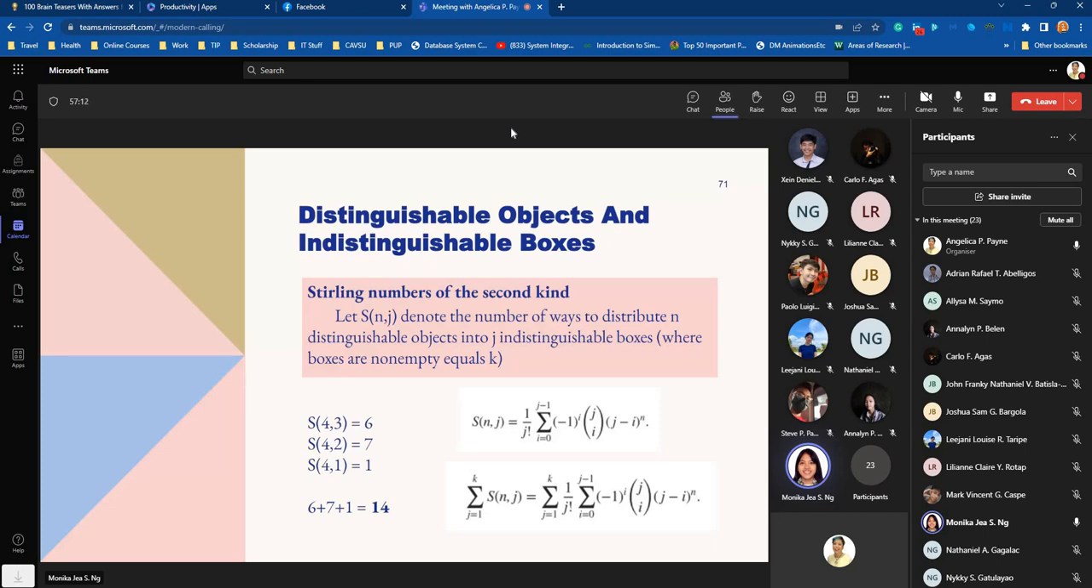7 because when it comes to distributing 4 employees into 2 offices, we had the case where 3 of them are in the first office, then another one in the second one. Then we also have this scenario where we could have 2 of them dividing the offices equally. Then S(4, 1) is only 1, so it means 4 of them are only occupying an office. So 6 plus 7 plus 1 is equal to 14.